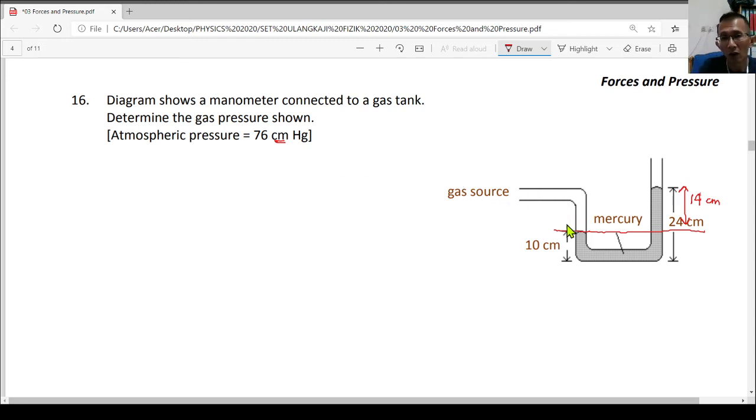Now what do I know about these 2 points? Let's call here point A. Let's call this point B.